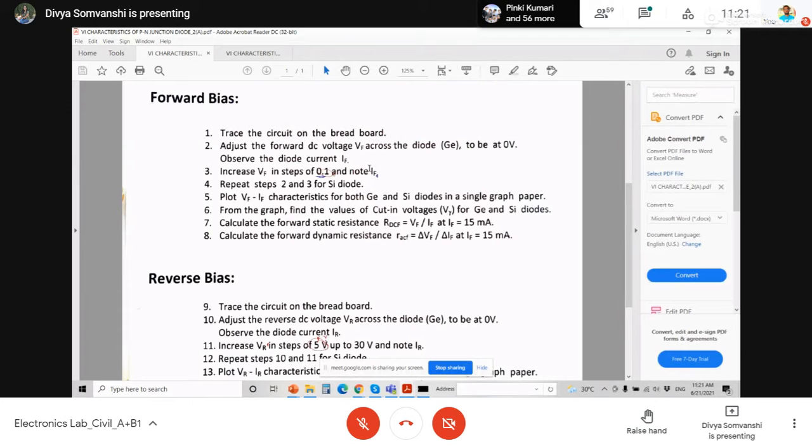So when you have this data of V and I, you have to plot that data in a single graph paper. And from that graph, you have to find the value of cut-in voltage, and calculate the forward static resistance at a forward current of 15 milliampere, and the forward dynamic resistance at a forward current of 50 milliampere.